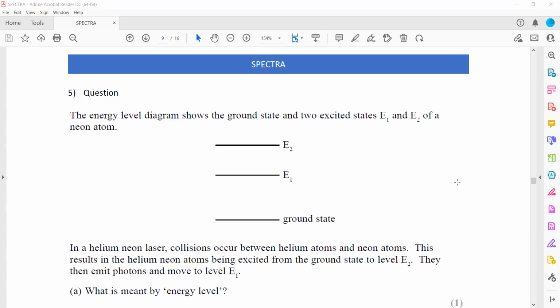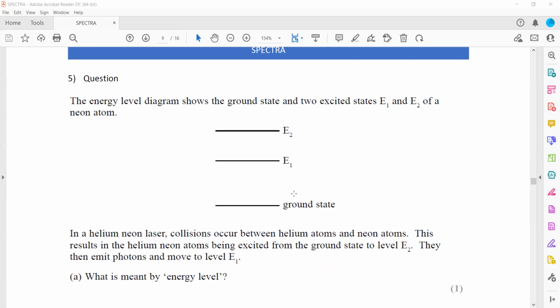So this question is related to the topic of spectra, as we discussed in the last session about the continuous and line spectrum. The energy level diagram shows the ground state and the two excited states, E1 and E2, of a neon atom.